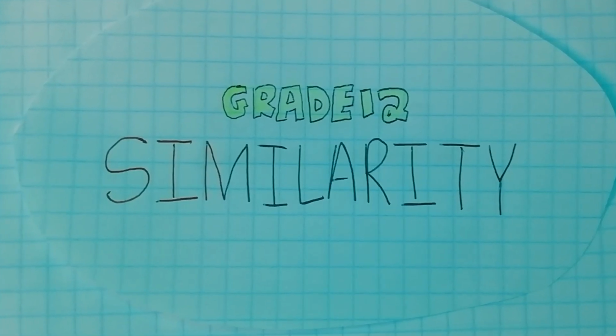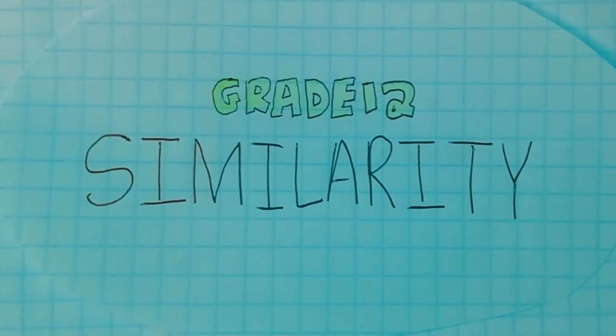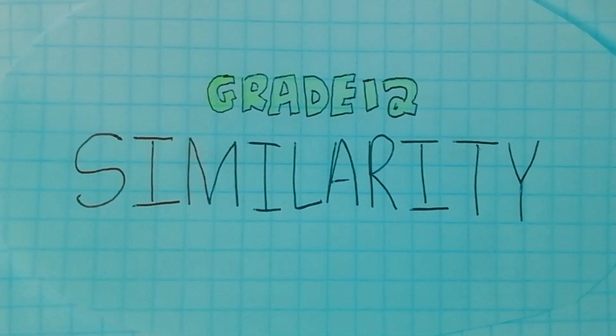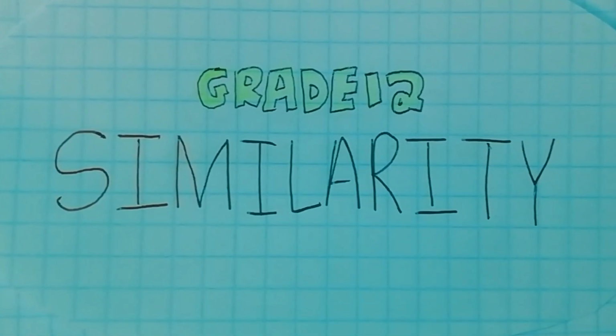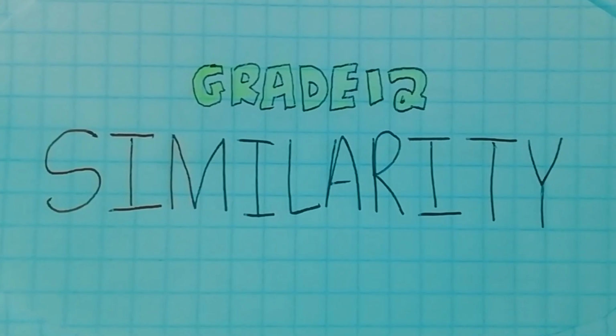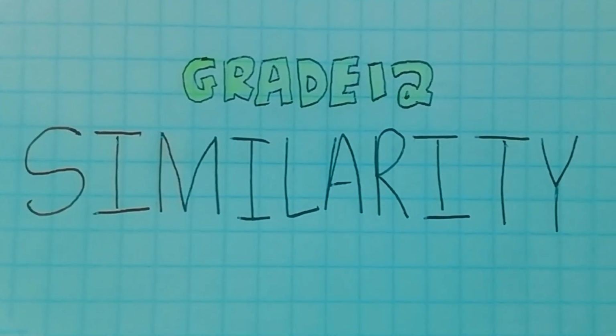There's this theorem in grade 12 Euclidean geometry which deals with two shapes being similar and their sides being proportional. There are a lot of misconceptions about this theorem, so in this video I will be clearing some of those misconceptions.